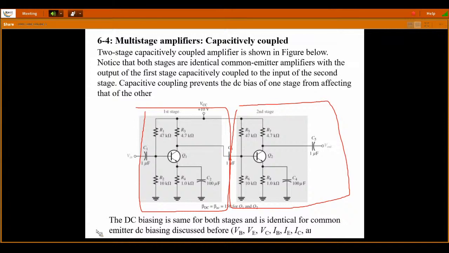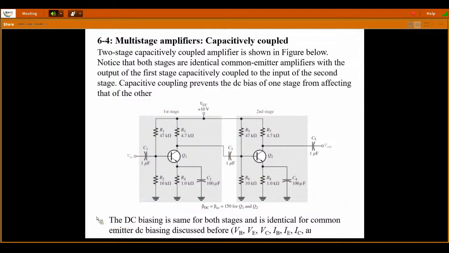So C3 I took as a coupling capacitor to couple the output of the first stage as an input. Based on this coupling element, you have resistive coupling, capacitive coupling, direct coupling, and transformer coupling. So multi-stage amplifiers are classified based on the coupling elements from one stage to the other.